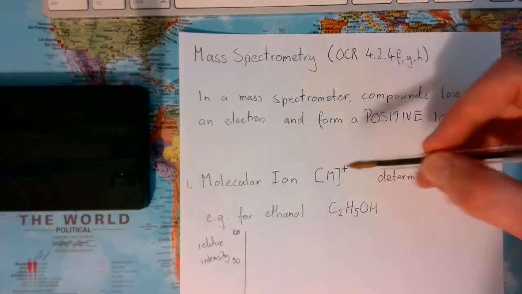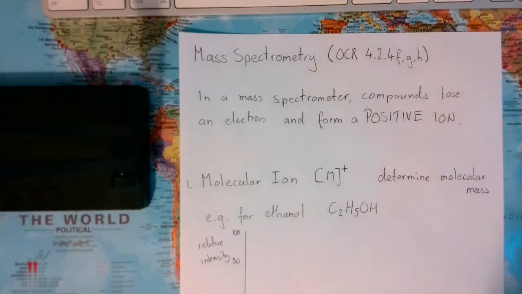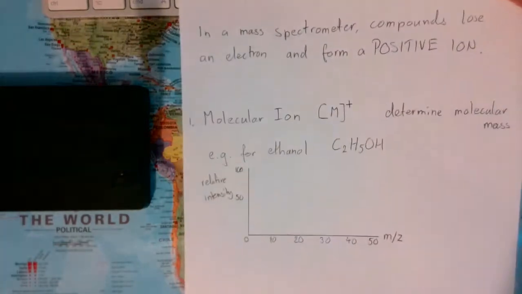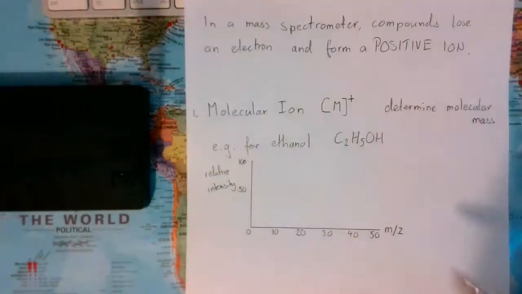The molecular ion is used to determine the molecular mass. So if you've got an unknown compound, if you take a mass spec of it, you can work out what the molecular mass is, and that can go some way towards helping you to identify what the compound is. So I'm going to start off with a compound that I'm telling you we know what it is, to try and show you how this would come into play.